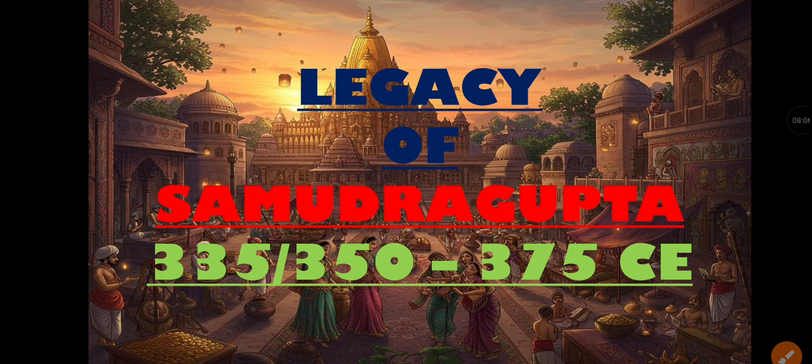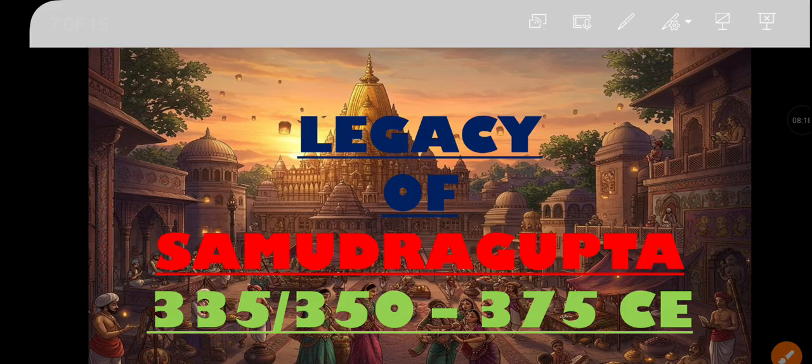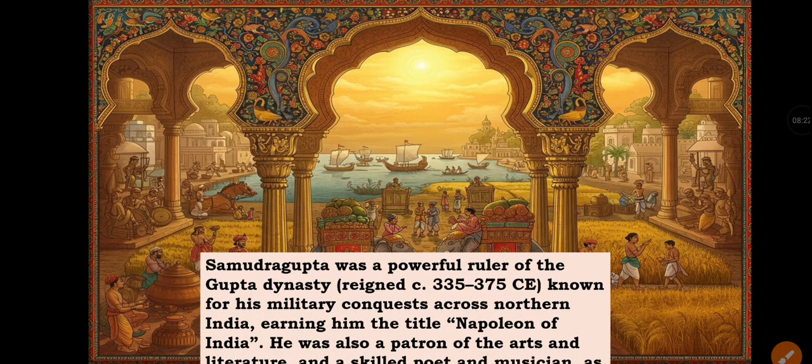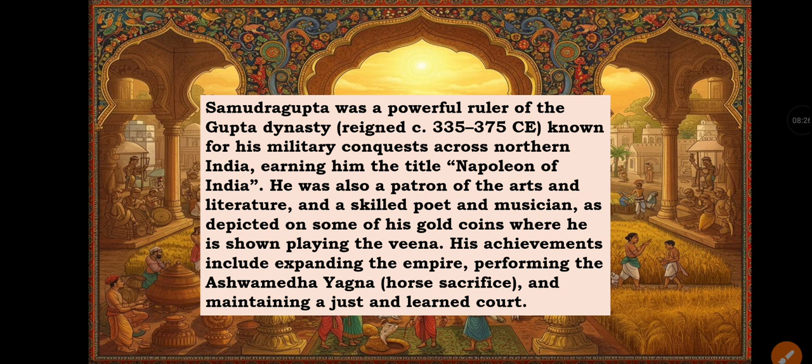Now let us know the second ruler, legacy of Samudragupta, 335 or 350 to 375 CE. Samudragupta was a powerful ruler of the Gupta dynasty, reigning 335 to 375 CE, known for his military conquests across northern India, earning him the title of the Napoleon of India. He was also a patron of the arts and literature and a skilled poet and musician, as depicted on some of his gold coins, where he is shown playing the veena. His achievements included expanding the empire, performing the Ashwamedha Yagna, the horse sacrifice, and maintaining a just and learned court.